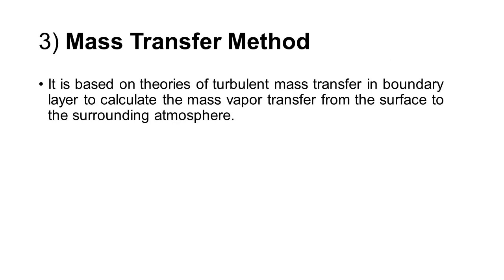Next we have the mass transfer method. As we can see here, there is no stated formula due to different formulas stated by different references. So I am just going to give some description of this method. The mass water vapor transfer from the surface to the surrounding atmosphere is calculated using this method, which is based on theories of turbulent mass transfer in the boundary layer. This method can produce accurate findings when using numbers measured with high-end, more expensive instrumentation.